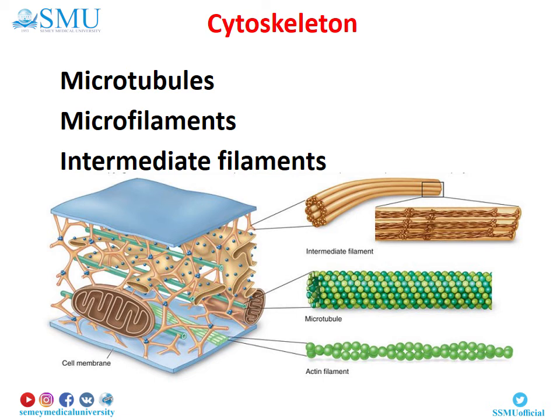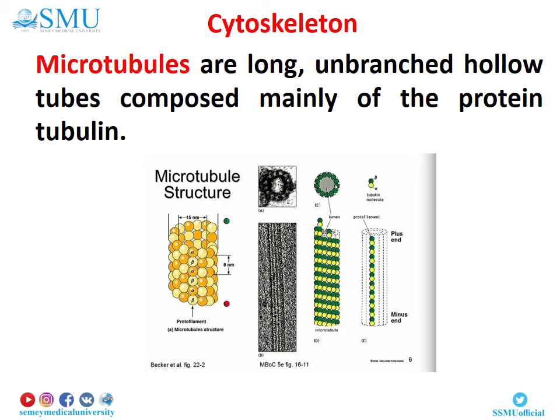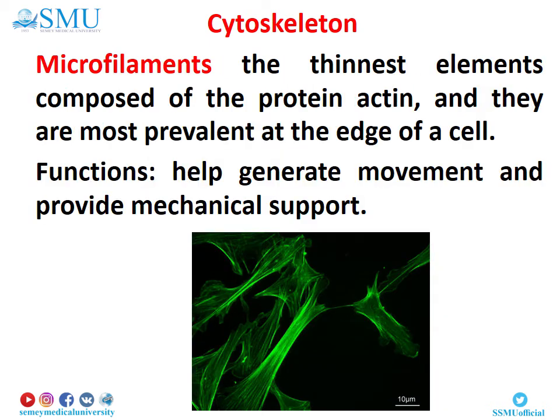Cytoskeleton. Three components are present in the cytoskeleton: microtubules, microfilaments, intermediate filaments. Microtubules. They are long, unbranched, hollow tubes composed mainly of the protein tubulin. Microfilaments, the thinnest elements composed of the protein actin, are most prevalent at the edge of a cell, help generate movement and provide mechanical support.